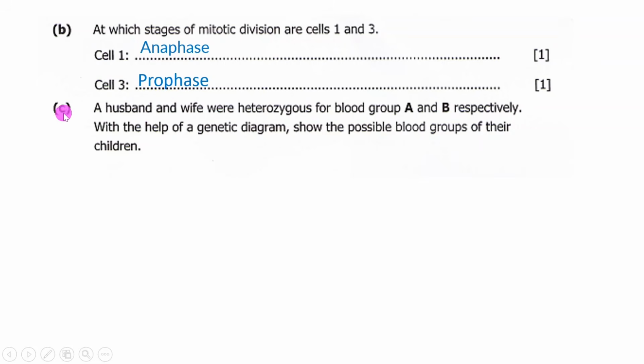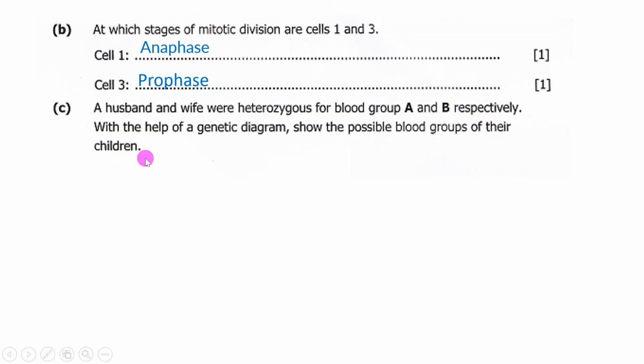All right, so then part C says, a husband and wife were heterozygous for blood group A and B respectively. Then they're saying, with the help of a genetic diagram, show the possible blood groups of their children. So this is about the blood groups.